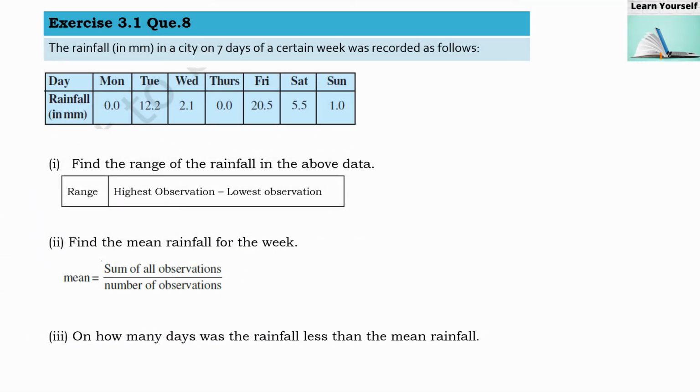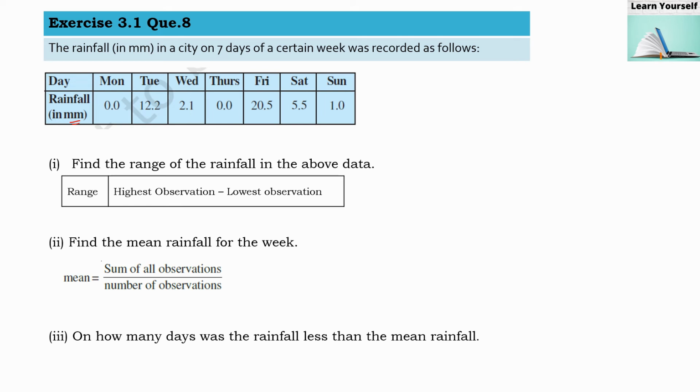Exercise 3.1, question number 8. The rainfall, measured in millimeters (mm), in a city on 7 days of a certain week was recorded as follows. So here we have certain data and we have to answer some questions based on this data. First question is, find the range of the rainfall in the above data.